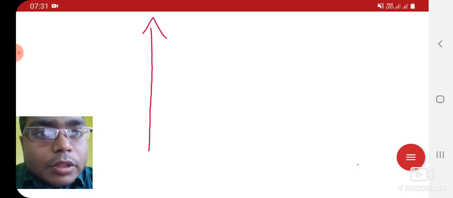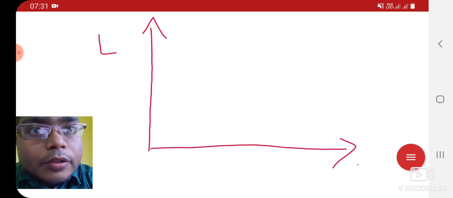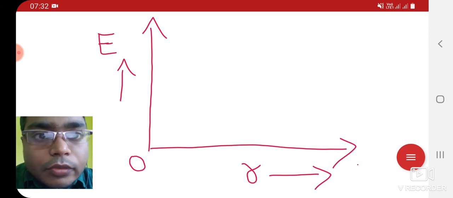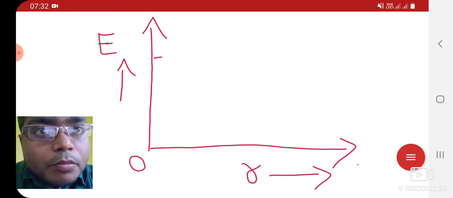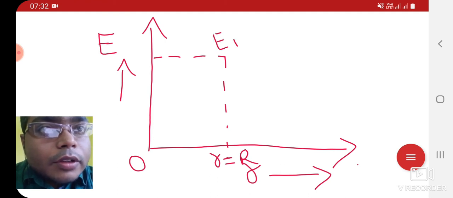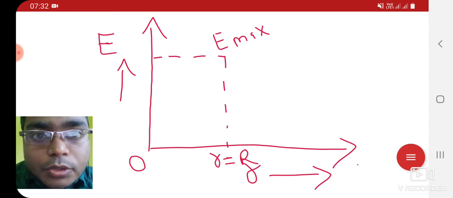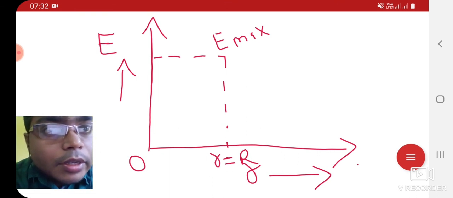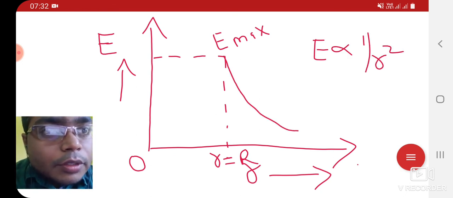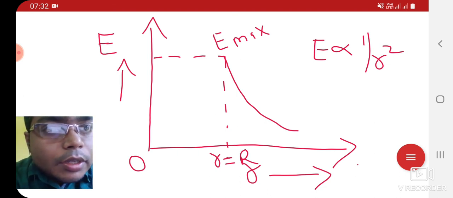Now let us try to draw a graph to represent the variation of electric field with the distance. This is the electric field, and this is our distance r. At the inside point, the electric field is 0. When r is equal to capital R, on the surface, we get the maximum electric field. After that point, outside the spherical shell, E is inversely proportional to r square. So this time the graph shape will be like this. This is the shape of the graph between electric field and the distance.